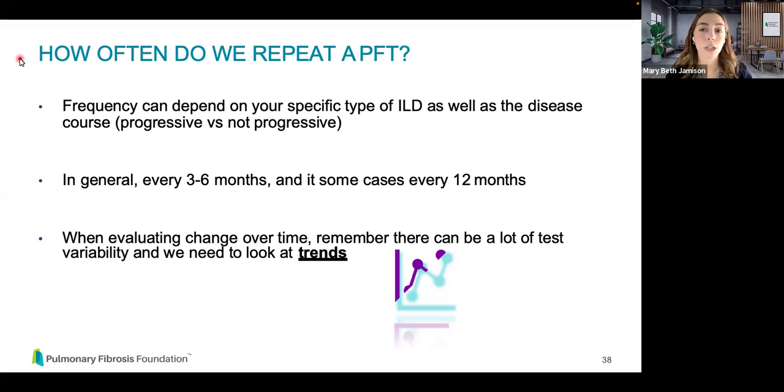But in general, you can expect to do them quite a bit. And I know it's not an easy test to do a lot, but it's really one of the best things that we have to be able to see what type of trajectory someone's lung disease might be on, and looking at those trends. So we really make sure we don't ever take one number and treat based off of that. We're looking at change over time.